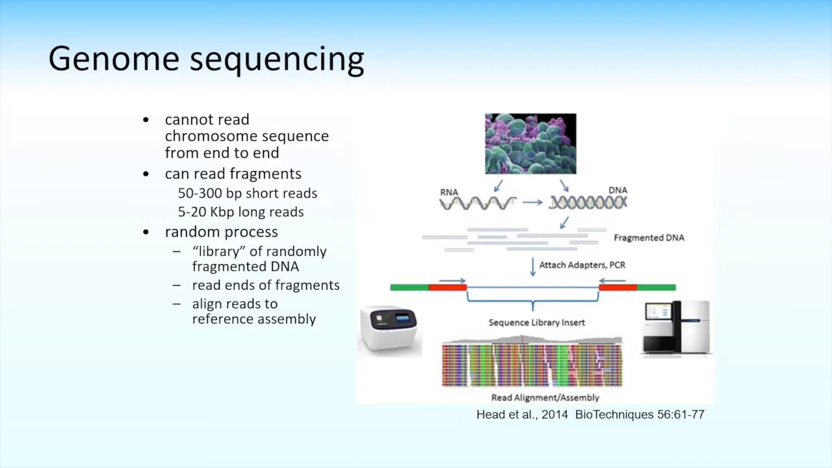A lot of what we do in low pass is around 150 bases. And we can align those to a reference genome and identify differences between reads from an individual and the reference sequence to call genotypes.